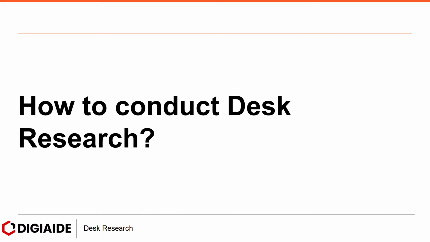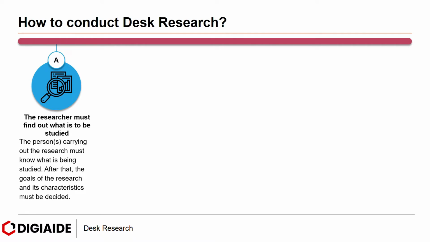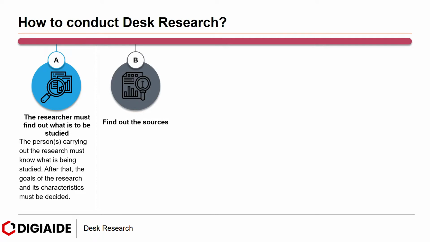Moving on to how to conduct desk research. First, the researcher must find out what is to be studied. The person carrying out the research must know what is being studied. After that, the goals of the research and its characteristics must be decided. Next, find out the sources.